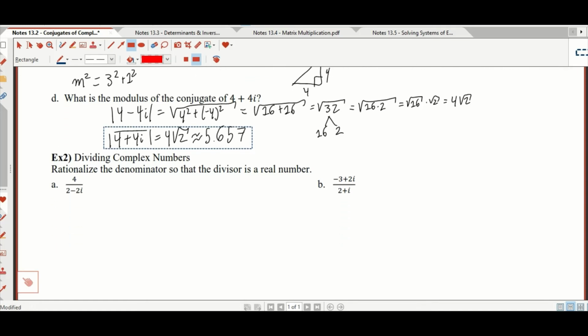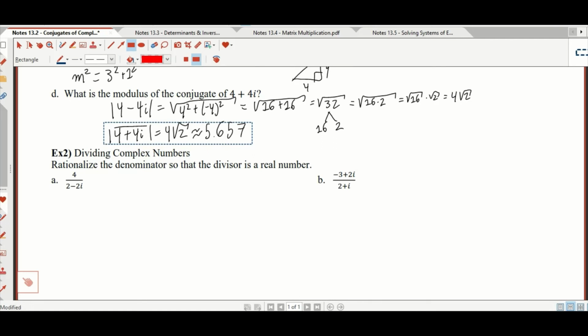Okay. Dividing complex numbers. Rationalize the denominator so that the divisor is a real number, and then we can divide the normal way. So we're going to multiply this by a fraction of the complex conjugate, 2 plus 2i over 2 plus 2i. This is really what is 4 divided by 2 minus 2i? Let's find out. The 4 distributes in, giving me 8 plus 8i in the numerator over 2 times 2.